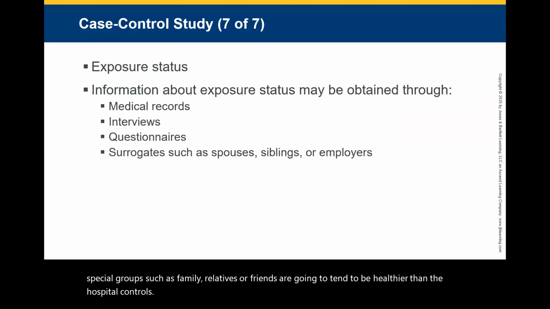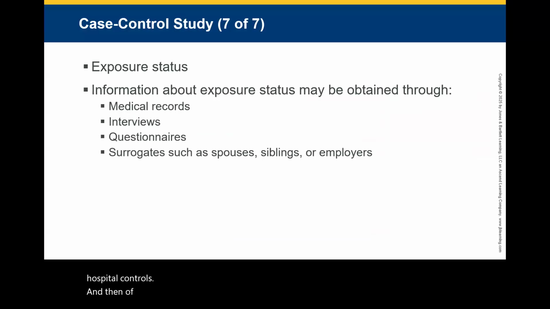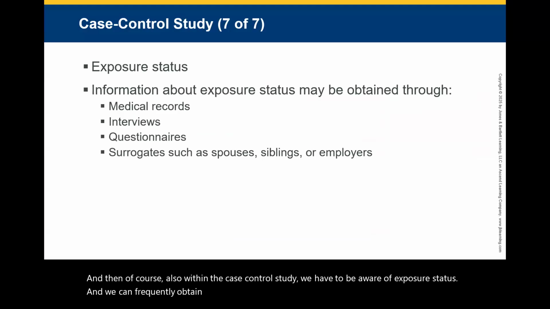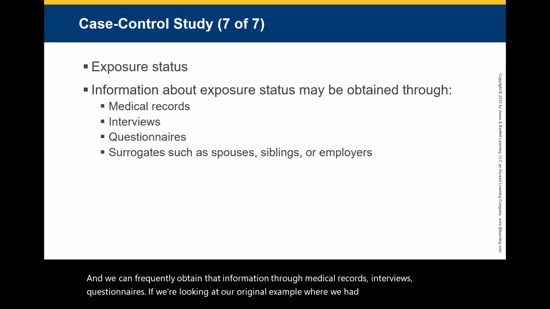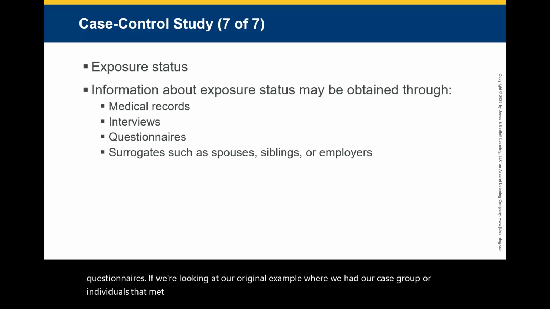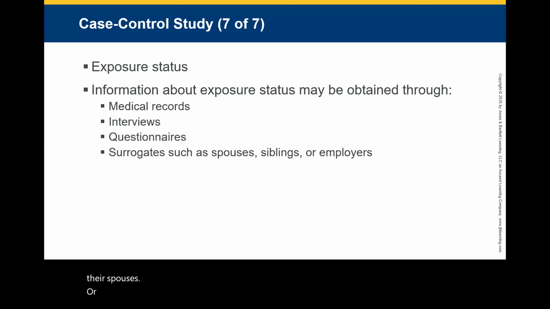And then, of course, also within the case control study, we have to be aware of exposure status. And we can frequently obtain that information through medical records, interviews, questionnaires. If we're looking at our original example where our case group were individuals that met the diagnostic criteria for Alzheimer's, maybe we have surrogates such as their spouses or siblings that answer those questions for us.